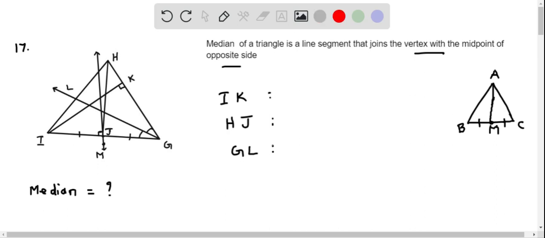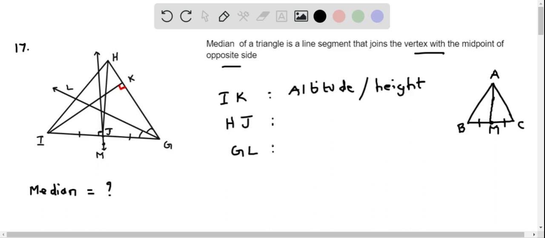So if you look at the IK, from the vertex, it is connected to the opposite side, but the angle that it forms with the opposite side is a right angle, as it is indicated by this small little square. So this is basically an altitude of this triangle. Any line segment which is drawn from the vertex to the opposite side at 90 degrees is called the altitude, or in fact the height of the triangle.